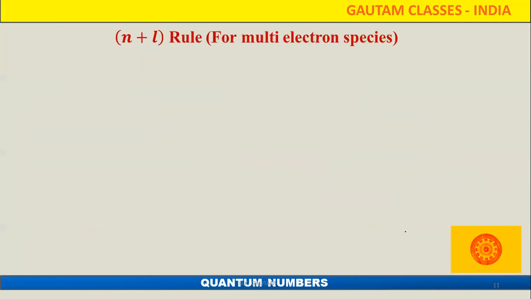So that was the part of the quantum number. Now we are coming to the n plus L rule. Actually, the n plus L rule we are using for the filling of electrons. Our above principles tell us about the filling of electrons.